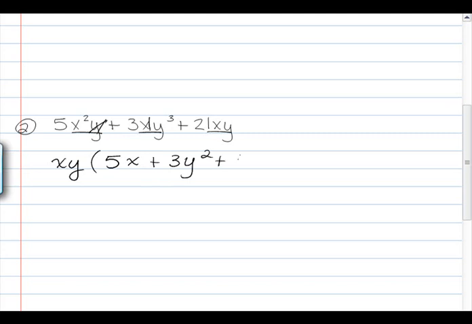And on this last one, we've got our 21. We're not messing with our number. And notice we would take away both x and y, leaving no variables on that. And again, if we wanted to check our answer, we could distribute x, y, and see if we got back to our original.